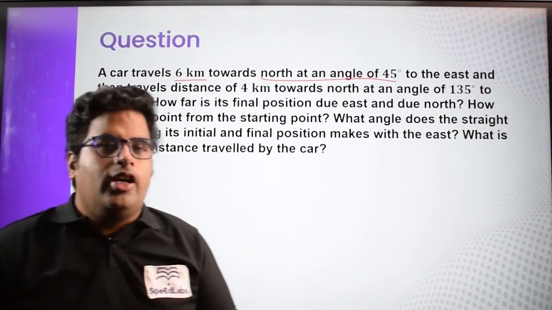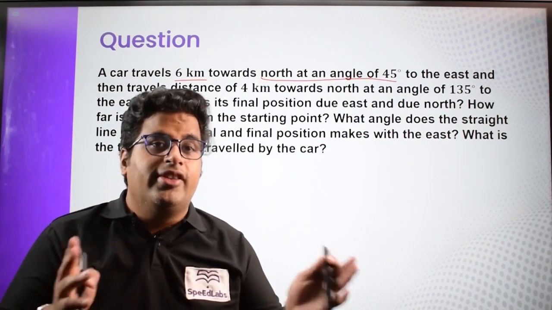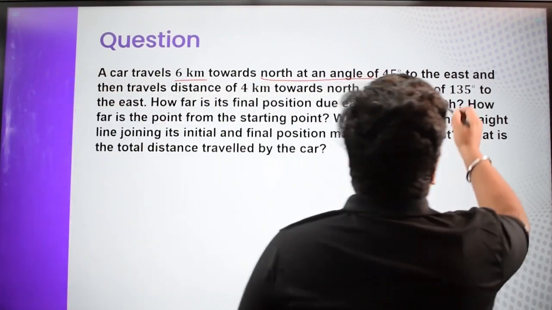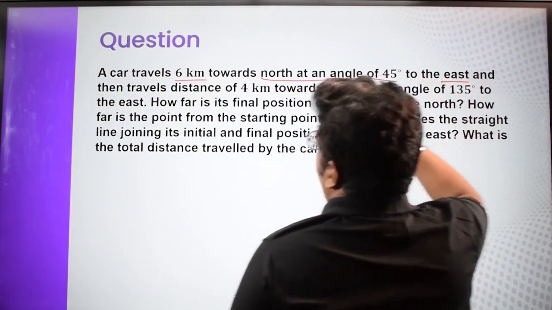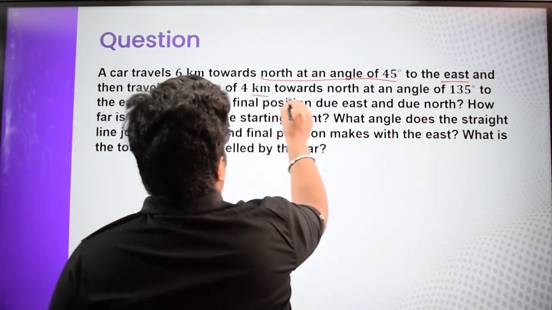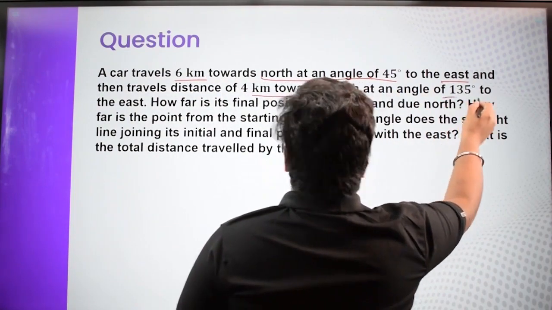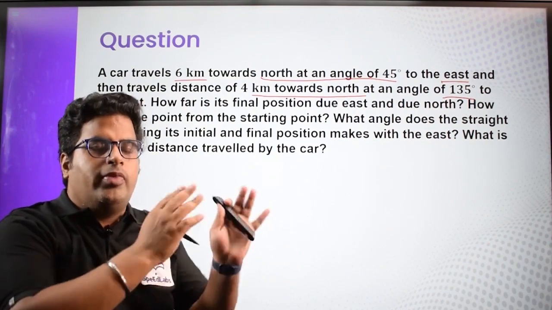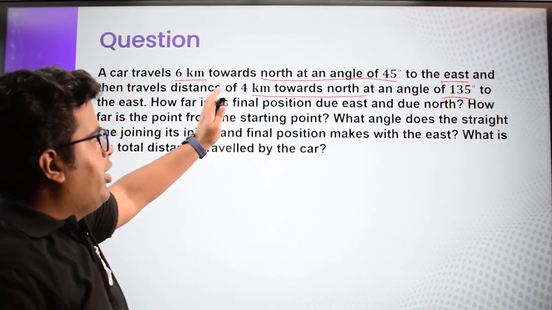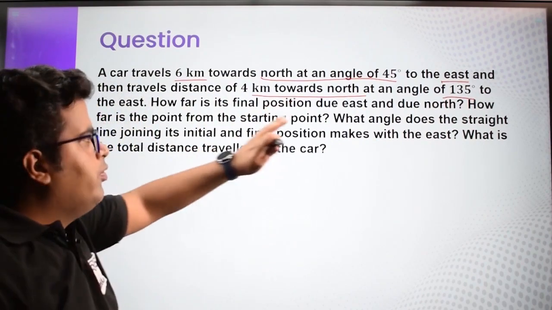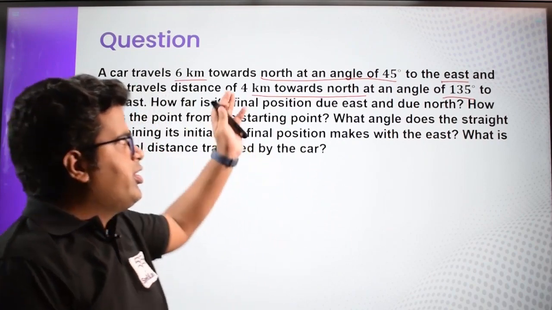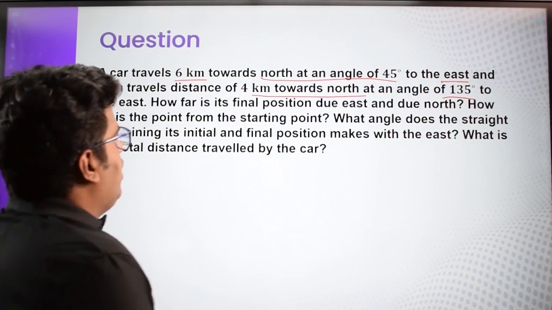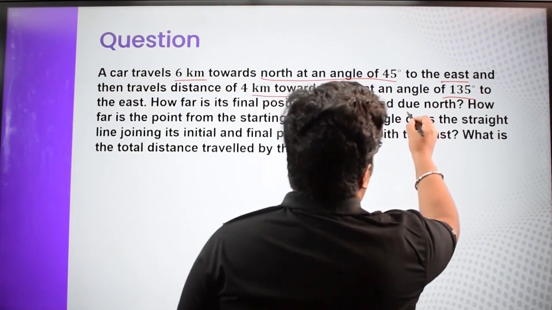So हमारे पास यहाँ पे कार है जो कि नॉर्थ की तरफ ट्रेवल कर रही है. कितने एंगल पे ट्रेवल कर रही है? 45 डिग्री पे, right? And to the east, and then travels a distance of 4 km towards the north at an angle of 135 degree to the east. Means north की तरफ जा रही है और एंगल जो हम measure कर रहे हैं that is from east. Earlier it was 45 degree, then it was 135 degree, और जो distance है that is 6 km and 4 km. So basically we have to find how far is the final position due east and due north.